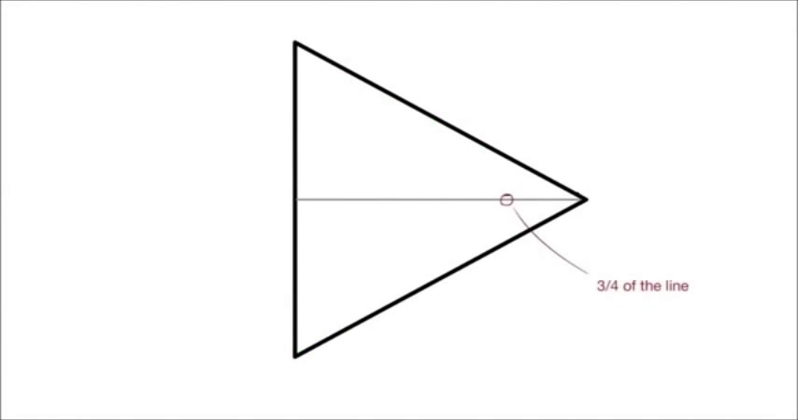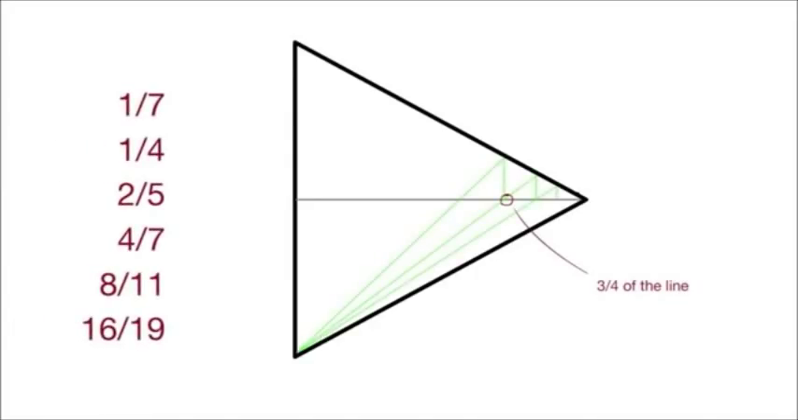Then he tried measuring it in a different way, starting at a different point of the center line. At 3/4, he found the measurements were 1 over 7, 1 over 4, 2 over 5, 4 over 7, 8 over 11, and 16 over 19.